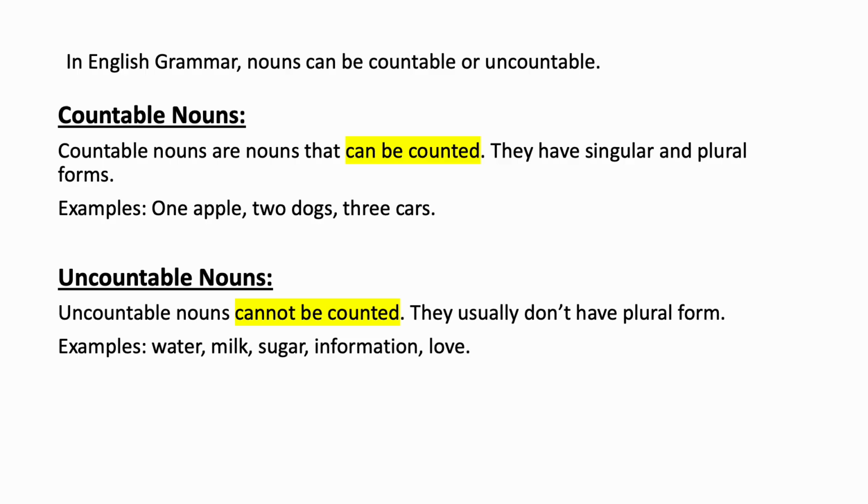Countable nouns. Countable nouns are nouns that can be counted. They have singular and plural forms. For example, one apple, two dogs, and three cars.